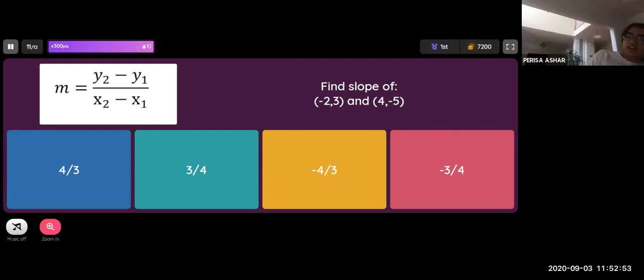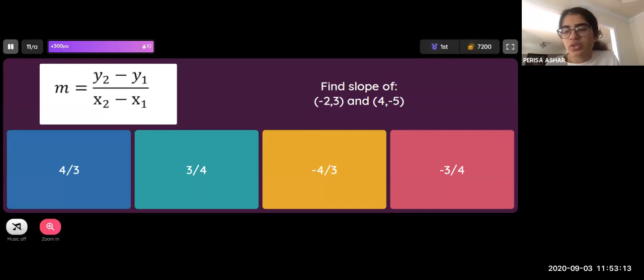Okay. I see one person put in their answer, and if Gurjap and Prisha know the answer, feel free to put it in. I don't know, is Prisha still in here? I don't think Prisha is in here anymore.